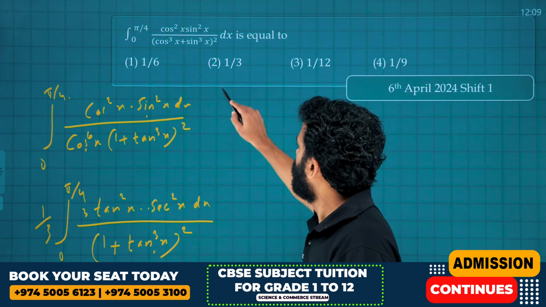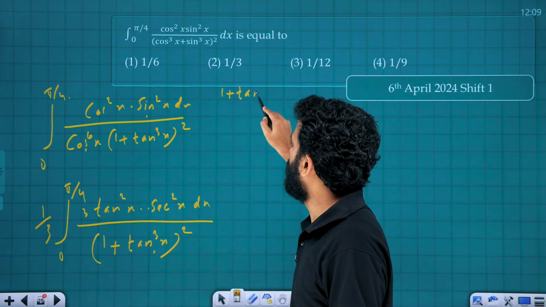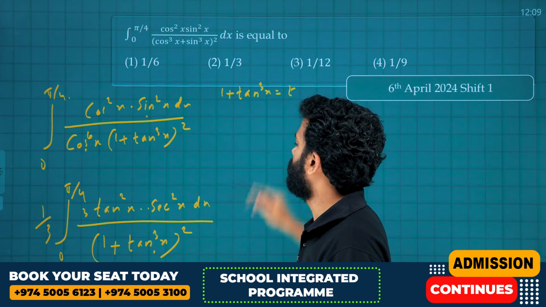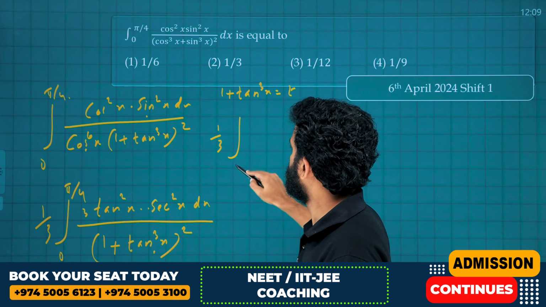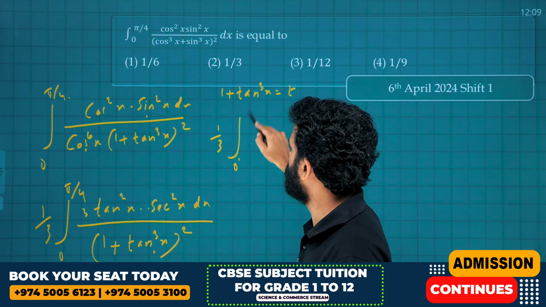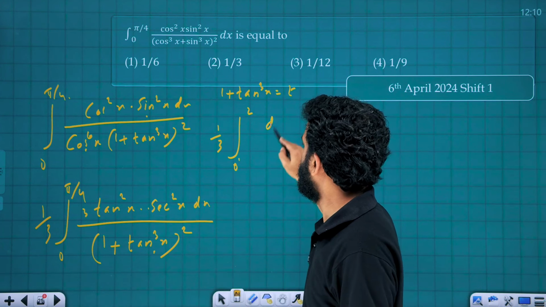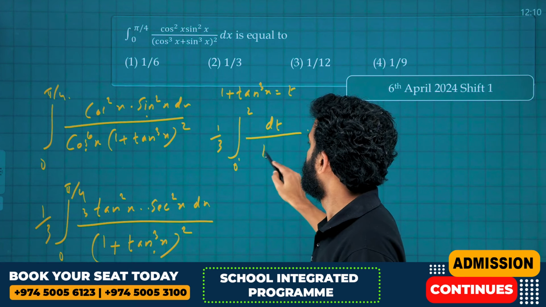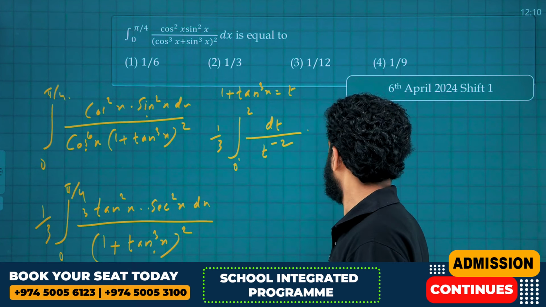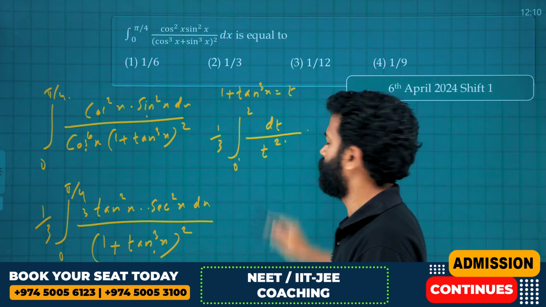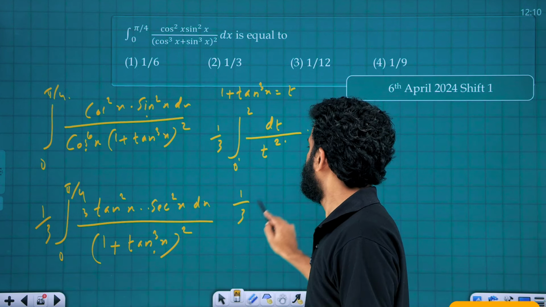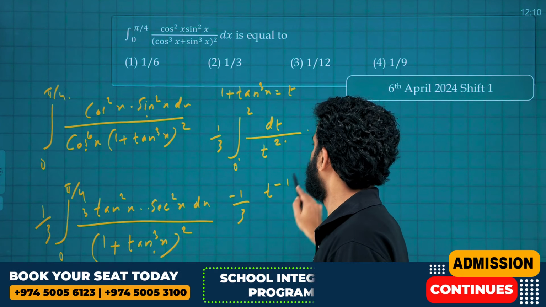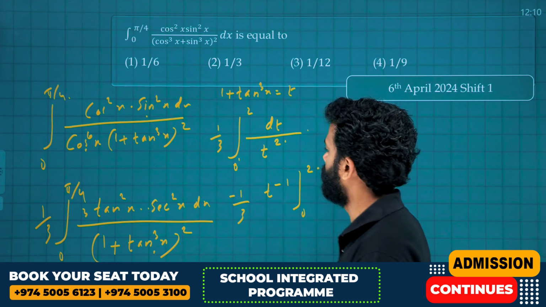Okay, just put 1 plus tan cube x is equal to t. Then what is the corresponding upper limit and lower limit here? That is 0 and 2, right? It is dt divided by t raised to 2. Therefore, it will be t raised to minus 2. That is 1 by 3 into t raised to minus 1, with the minus sign, from 0 to 2 it will be, right?